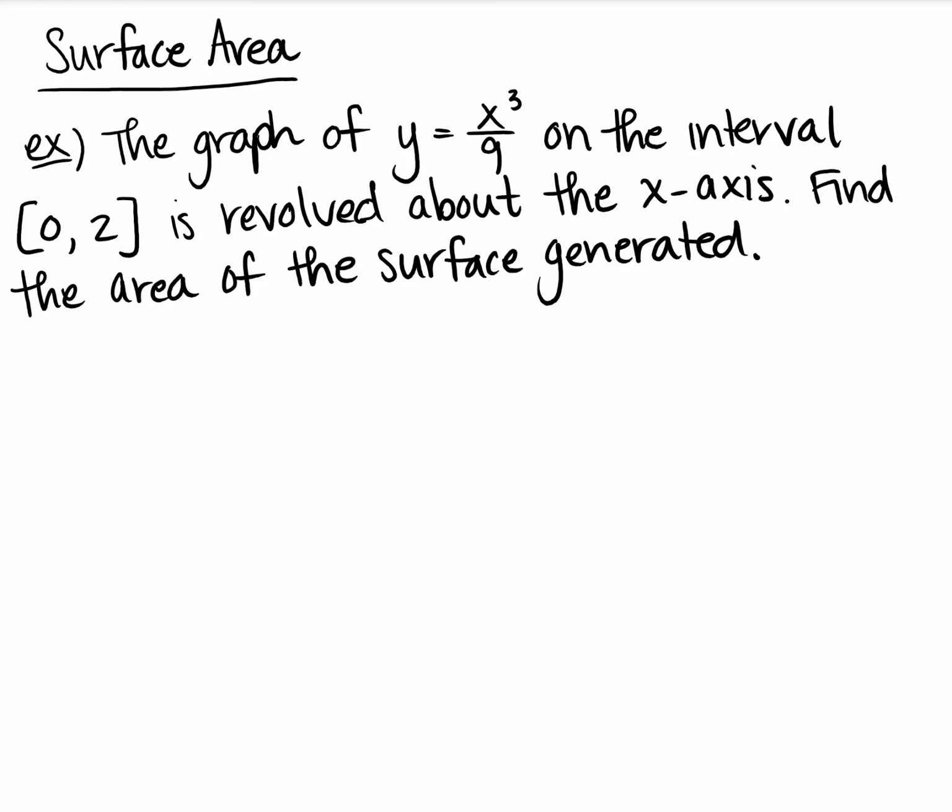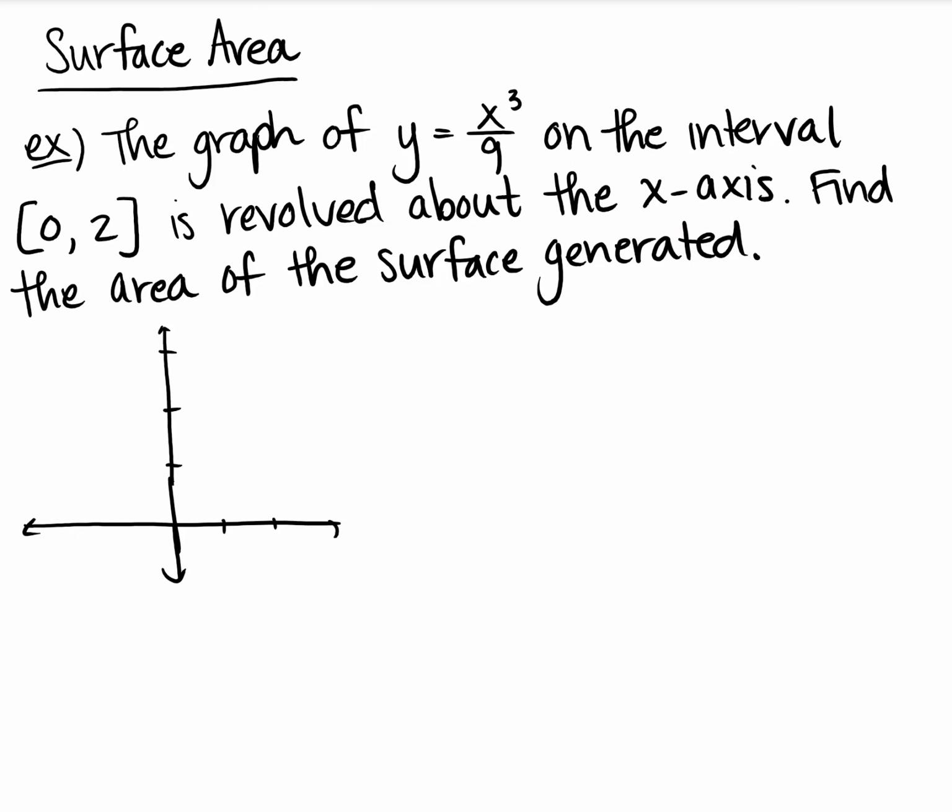Let's do this. My first example, we have the graph of y equals x cubed over 9 on the interval 0 to 2. I'm just going to make my own axis here. I know usually I use the ruler, but I think we'll be right if I just do this. Man, maybe not. That was a horrible x-axis there. So between 0 and 2, what does the graph of this look like?